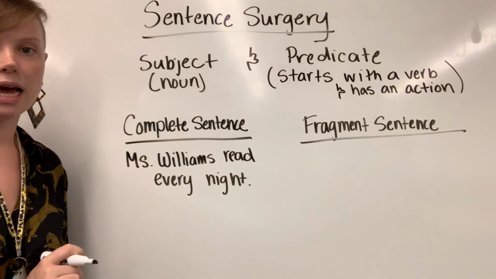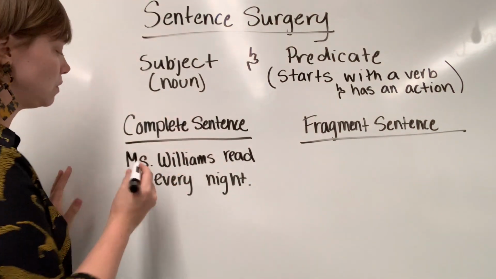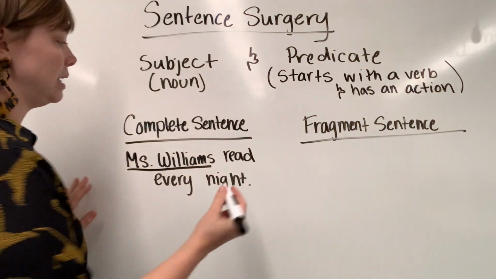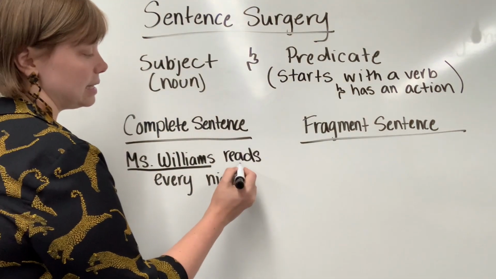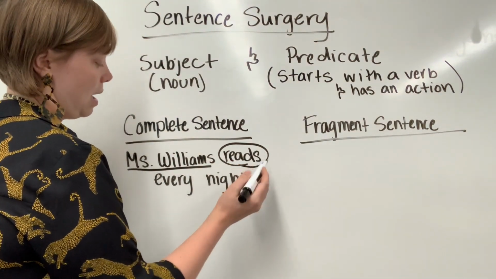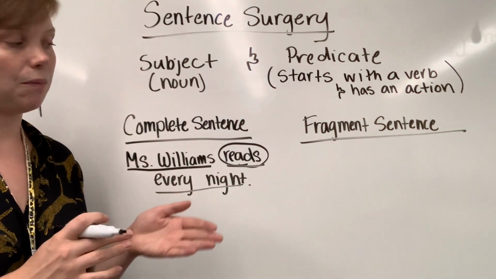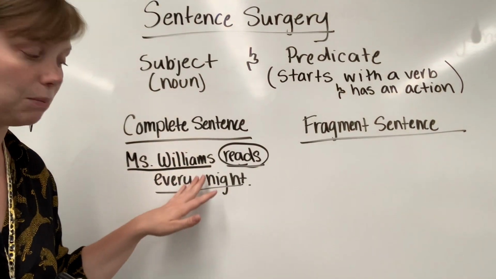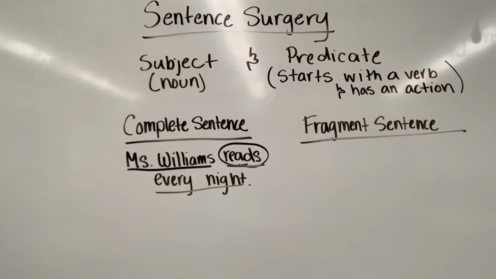The subject is Miss Williams, right? I am the noun. So Miss Williams is the subject. Reads every night is the predicate. Reads is the verb. And then reads every night is the predicate showing you the action. What am I reading? And you need both of these parts to have a complete sentence. All right, second example of a complete sentence.